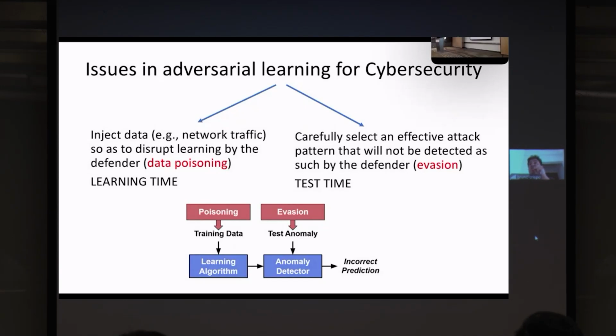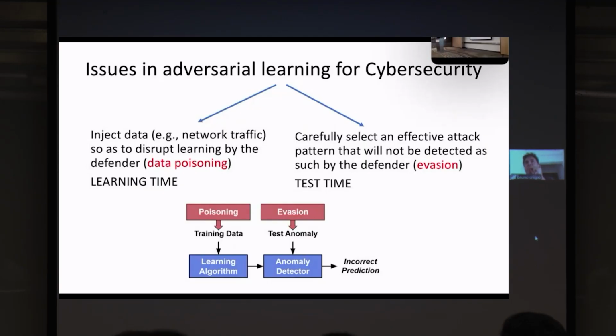For example, if the attacker manages to insert in the training data some attack pattern, then this anomaly, this attack, will not be detected during test time. And there is quite a lot of work on the data poisoning attacks. Actually, there is more work in this area than on the other possibility.